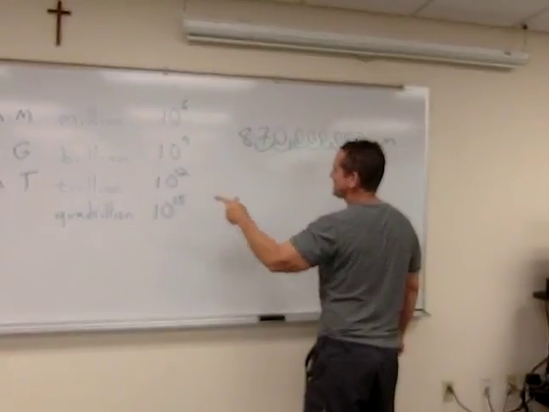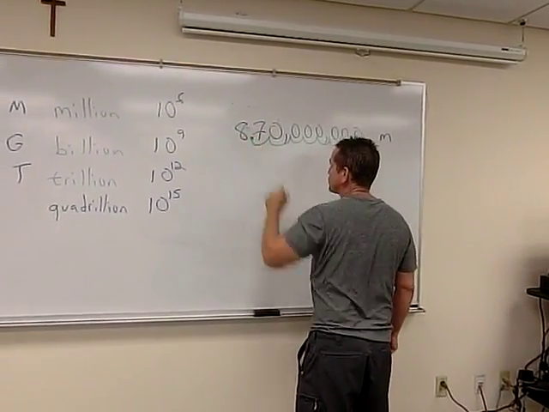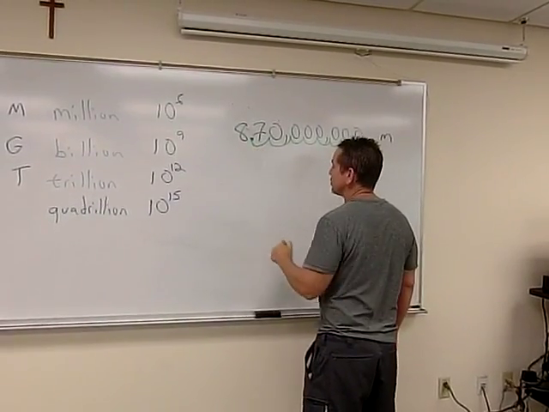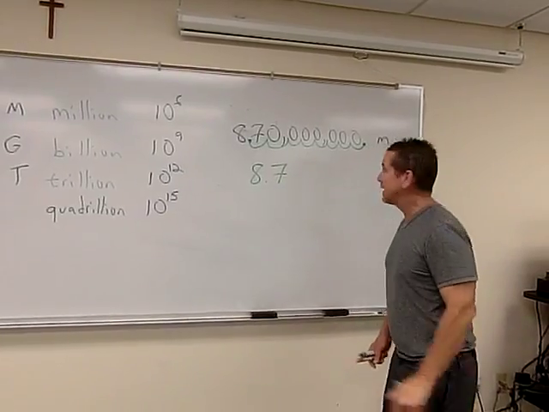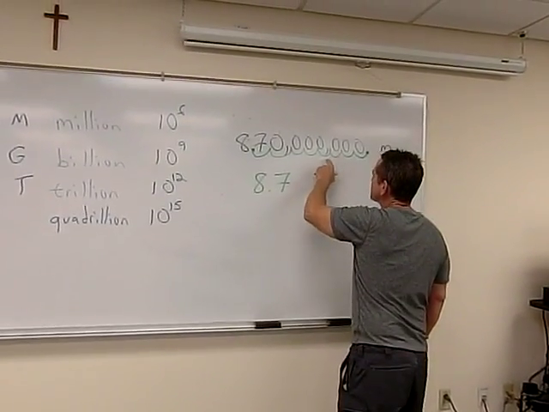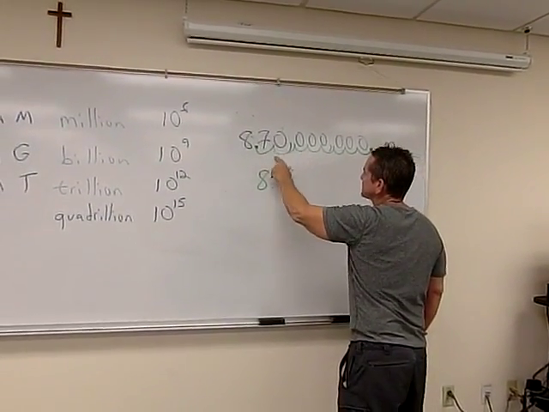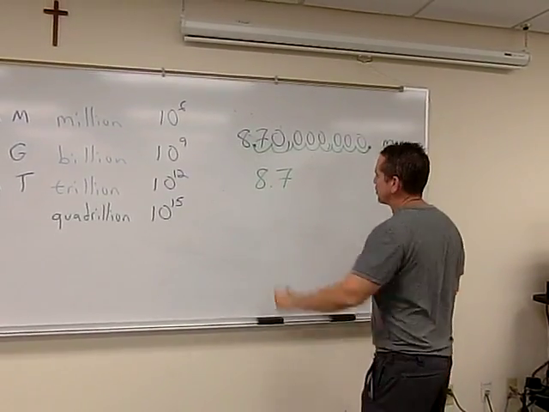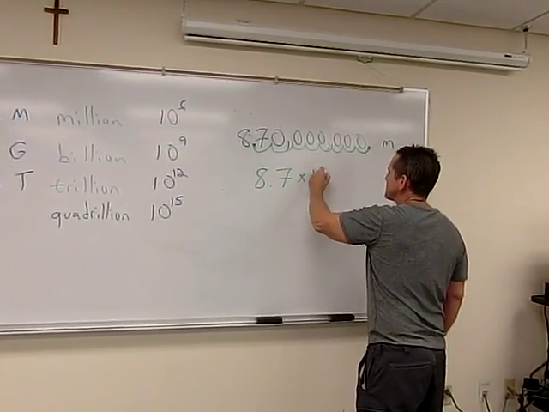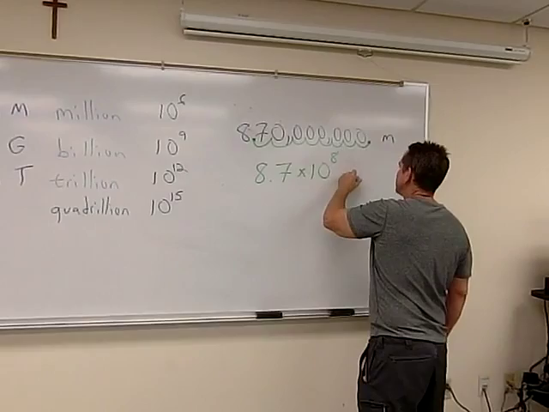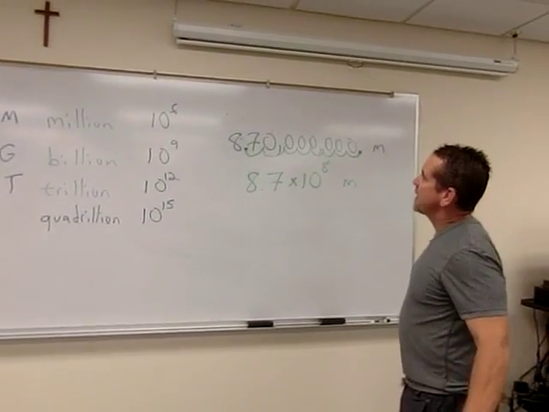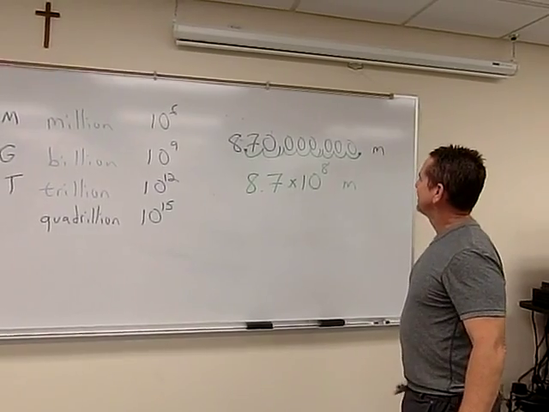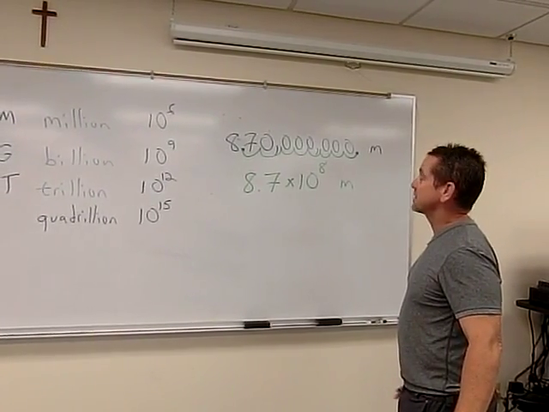So the rule is you want the number to be between 1 and 10. So you want the decimal right there. So we're left with 8.7. And we had to move it once, twice, 3, 4, 5, 6, 7, 8 times. So it's 8.7 times 10 to the 8th meters. Okay? So now let's see if we can write it using a metric prefix.